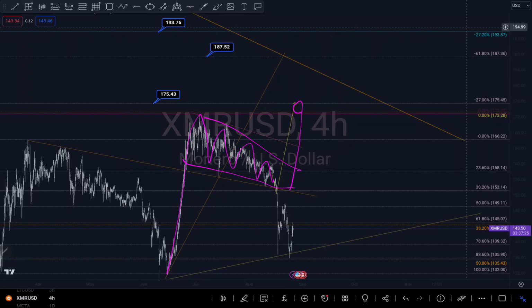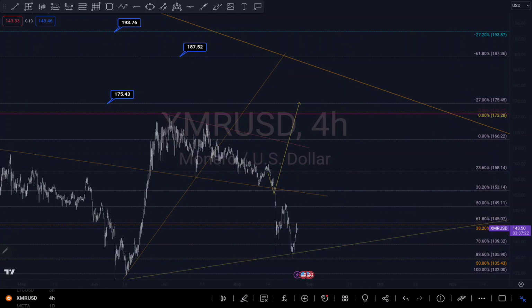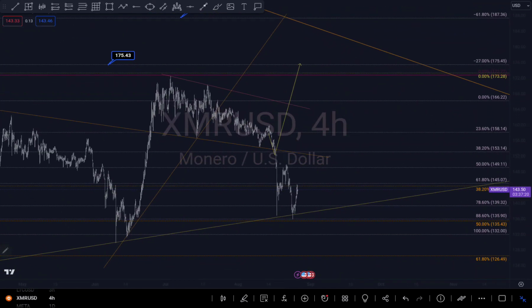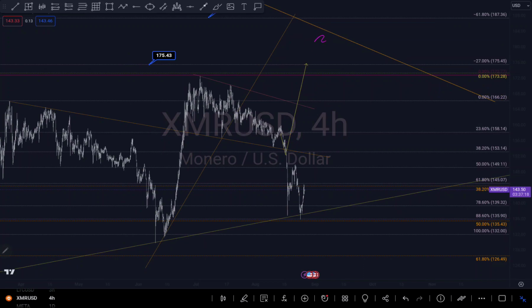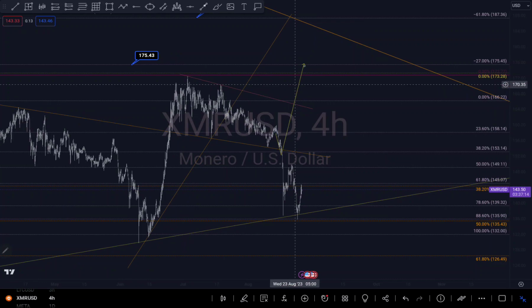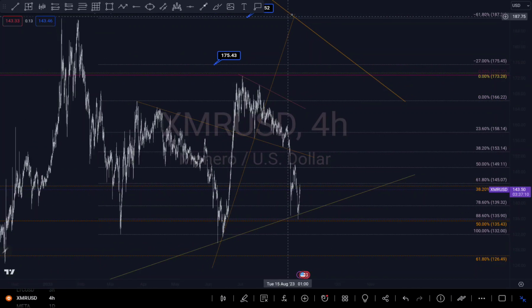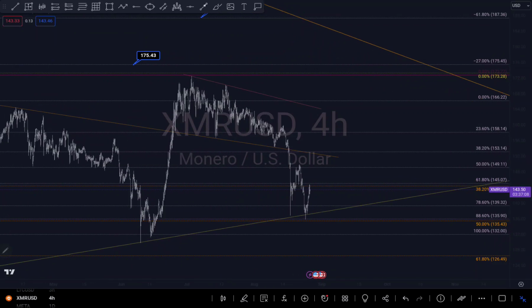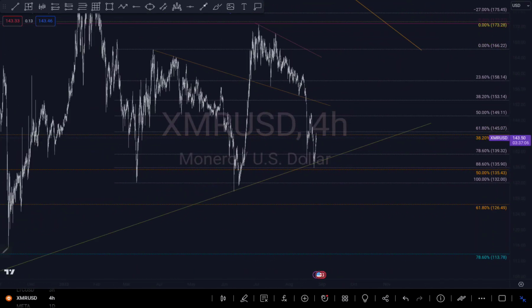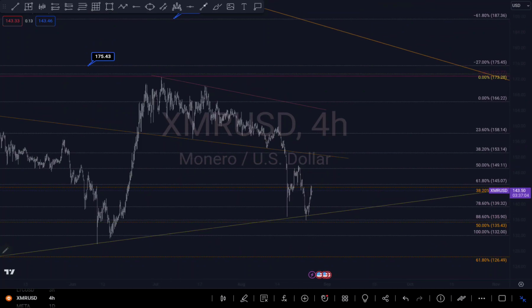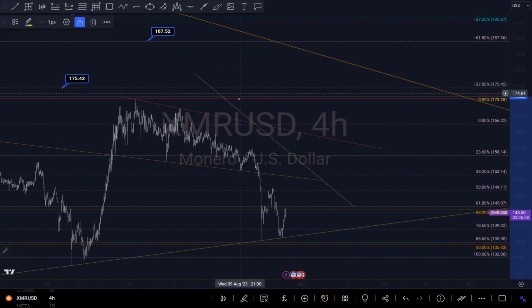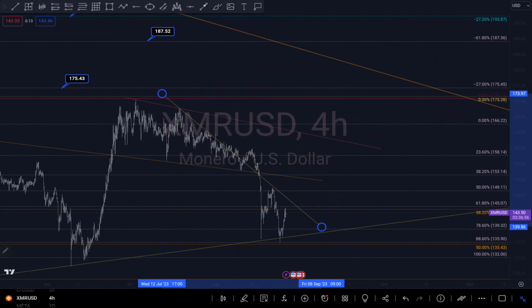So I was expecting a push to at least the upside right here, but as we can see, we did not push to the upside. We broke this trend line and continued to push down to the other trend line. So I'm going to delete my previous analysis and reanalyze based on the current price action.